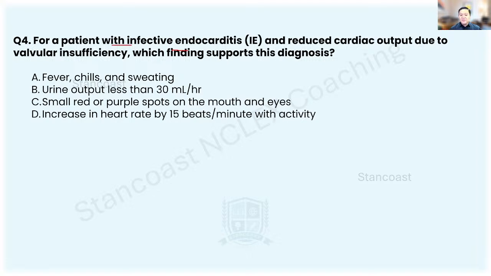Is it A, fever, chills, and sweating? Or is it B, urine output less than 30 mL per hour? Or C, small red or purple spots on the mouth and eyes? Or is it D, increase in heart rate by 15 beats per minute with activity? So which of the following manifestations can support infective endocarditis leading to valvular insufficiency?